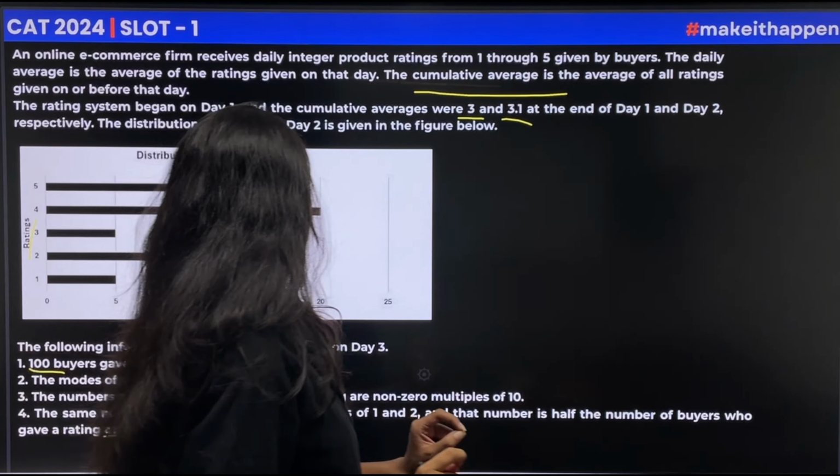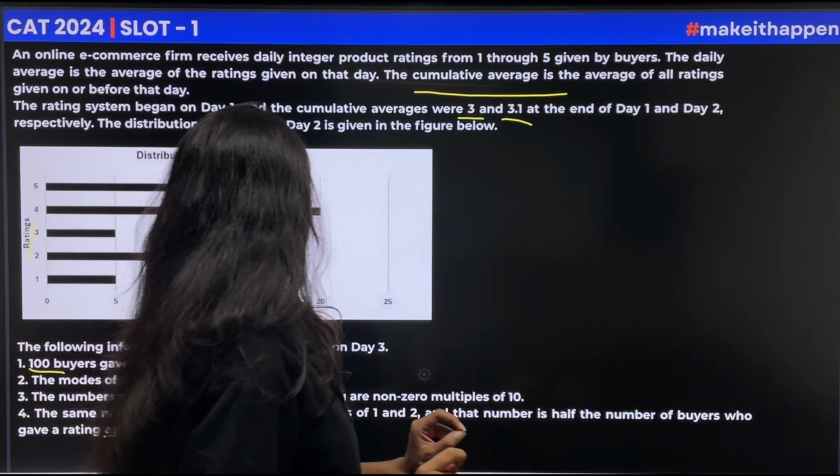Okay, now we have the cumulative average for day 2. Cumulative average is the average on that day and the days before. So with the help of this, can we find out the number of buyers on day 1? Okay, so let's assume the number of buyers on day 1 were A. Now cumulative average is the average on that day plus the days before. Solving this equation, I get A as 150.